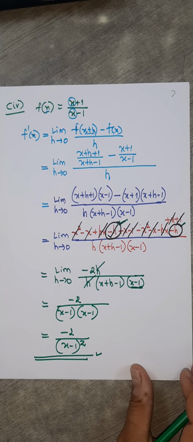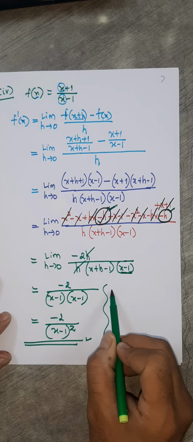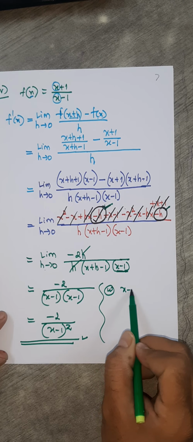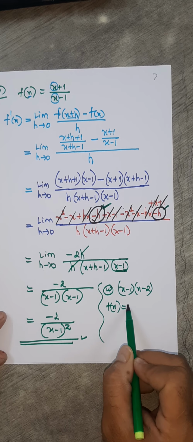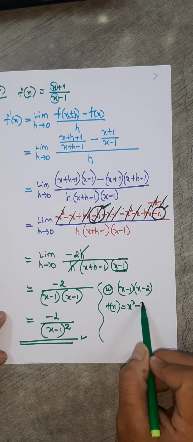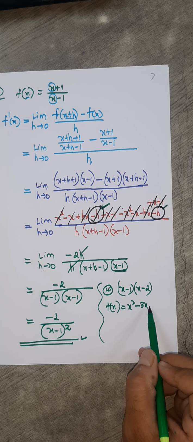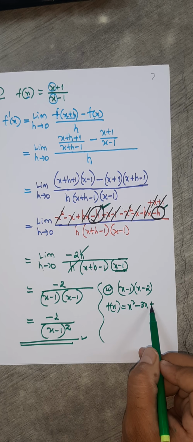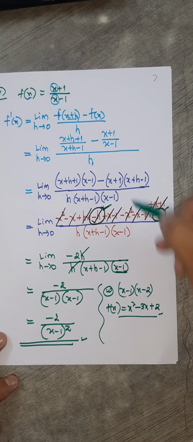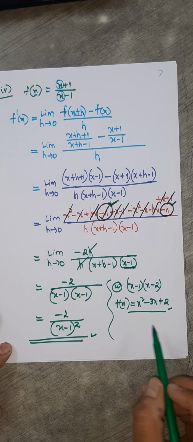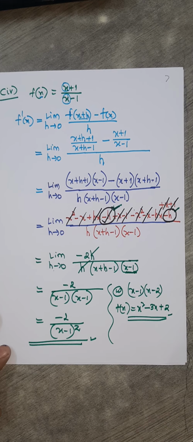Now I have dropped that second sub question. The second sub question, what you can do, you can just open the bracket. So your function will be x squared minus 3x, and you will have plus 2. And now you can do like the previous two questions, right? You can take this as a function, x squared minus 3x plus 2.